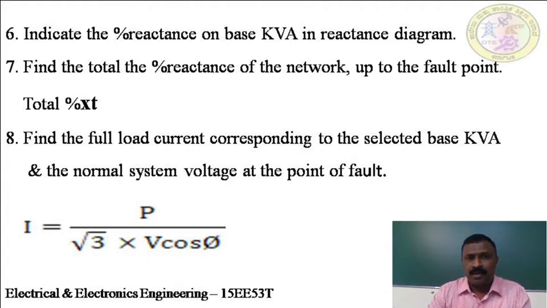Next point is, find the full load current corresponding to the selected base kVA and the normal system voltage at the fault point F. Therefore, the full load current I can be given as P by root 3 into V into cos phi, where V is the rated voltage, P is the base kVA and cos phi is the power factor of the system.